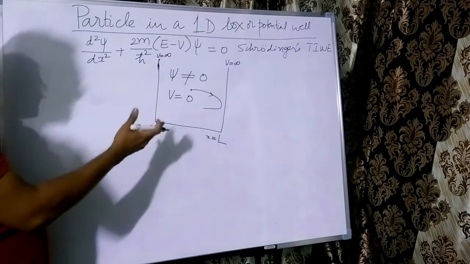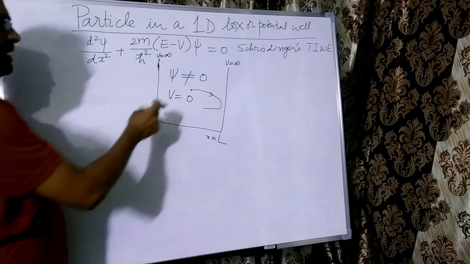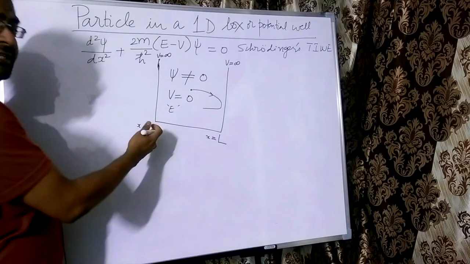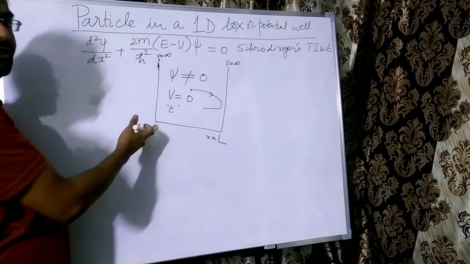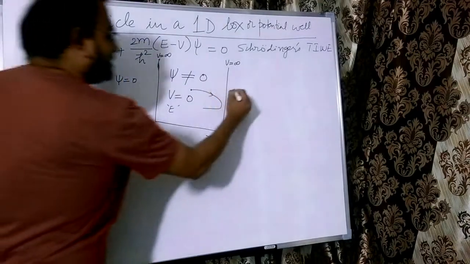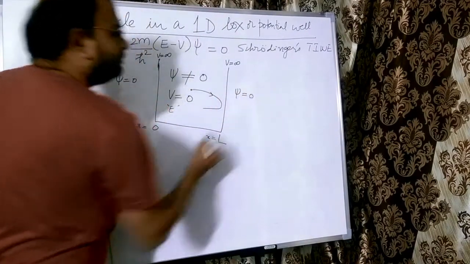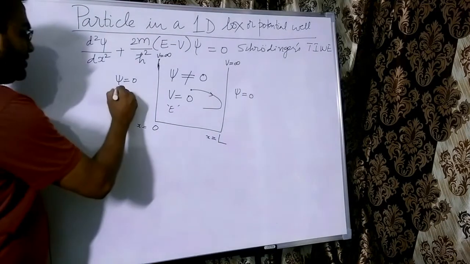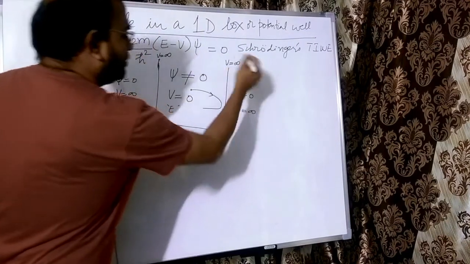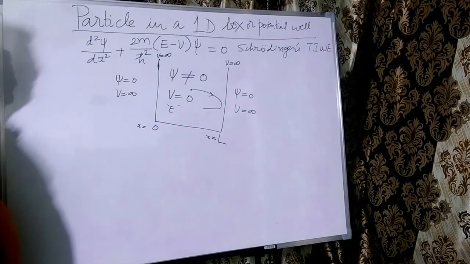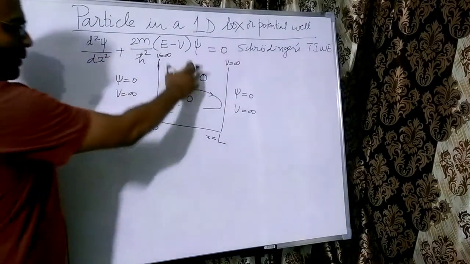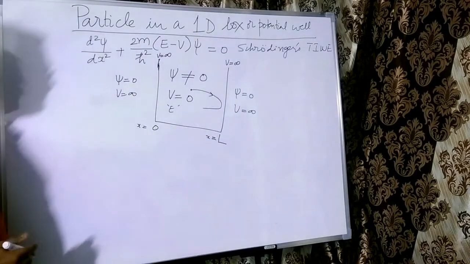On either side, outside the box, the particle cannot exist because the particle has energy E, which is much less than the infinite potential barrier. Therefore, outside, the wave function is zero on either side. The potential outside is also infinite. So, the particle can never be found outside under these conditions. Now, these are the boundary conditions for this problem, and we are going to solve the differential equation based on these boundary conditions.